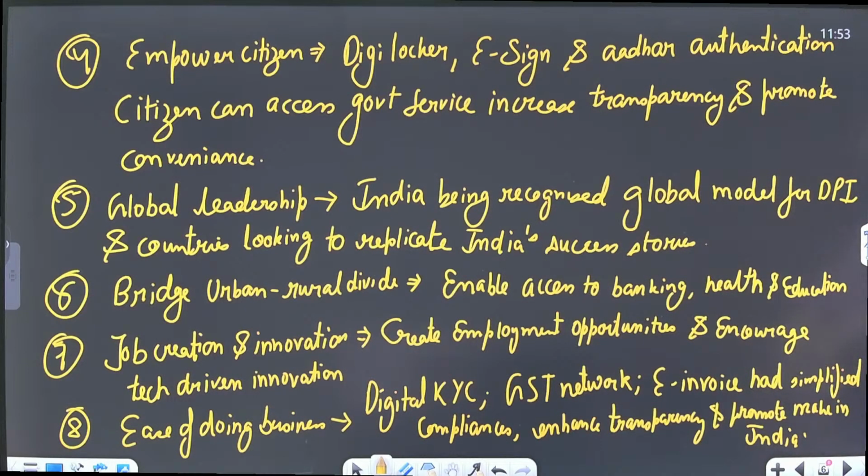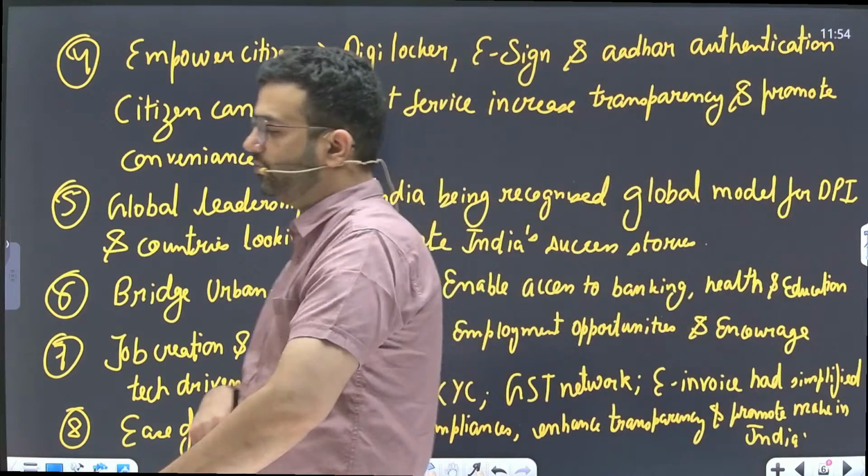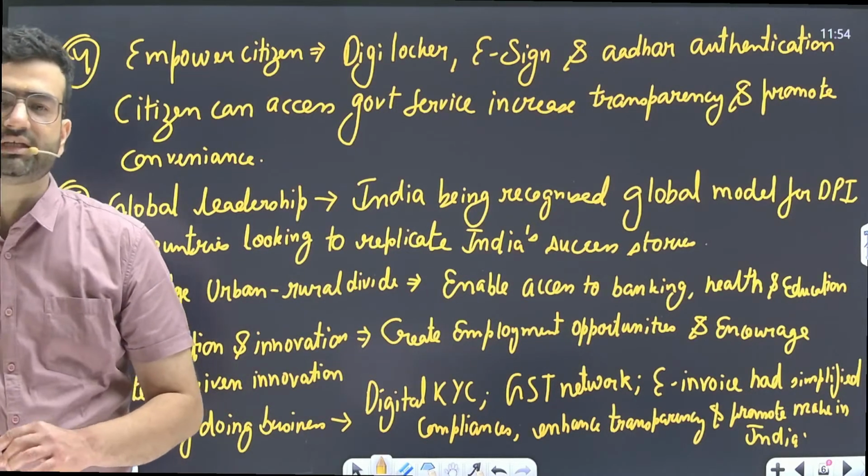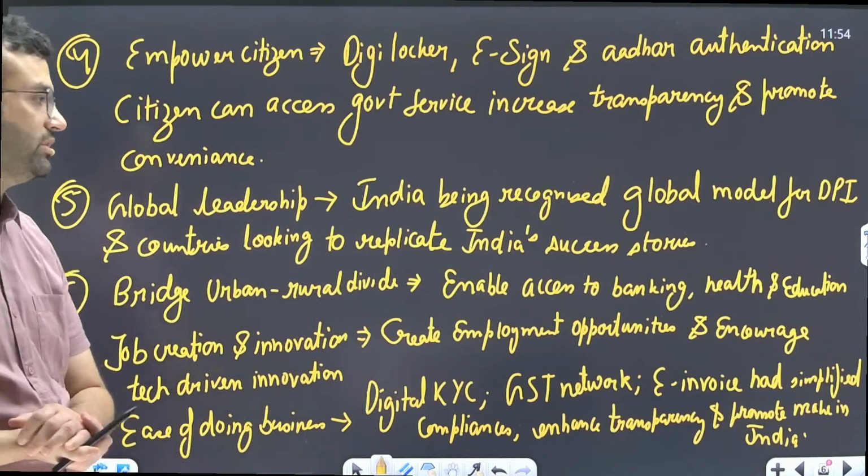Fourth, empower citizens. DigiLocker, e-sign and Aadhaar authentication. Citizens can access government services, increase transparency and promote convenience. Global leadership. India being recognized as a global model for digital public infrastructure and countries looking to replicate India's success stories. Bridge urban-rural divide. Enable access to banking, health and education. Job creation and innovation. Create employment opportunities and encourage tech-driven innovation. Then ease of doing business. Digital KYC, GST network, e-invoice have simplified compliances, enhanced transparency and promote Make in India. So these all are the basic importance of digital public infrastructure. I hope it is clear to all of you.